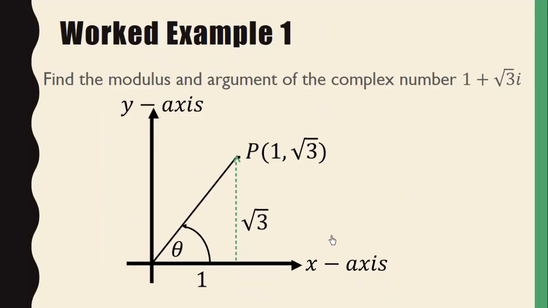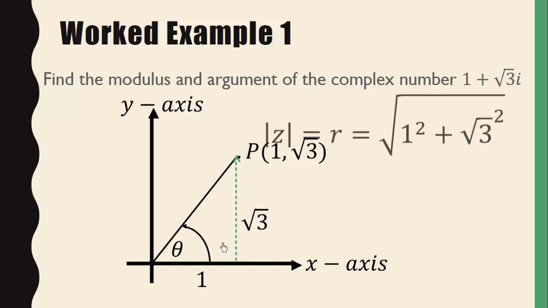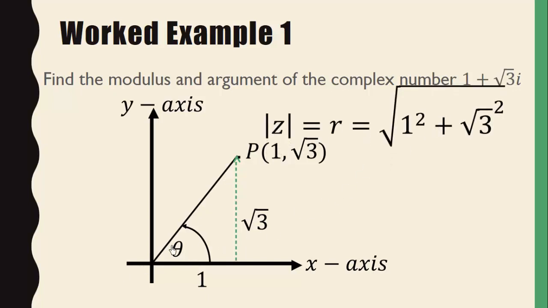Now let's look at some worked examples with complex numbers. Find the modulus and argument of the complex number 1 plus root 3i. To find the modulus, we just use Pythagoras' theorem, that is, the square root of 1 squared plus root 3 squared, and we simplify to get root 4. Root 4 gives us 2, so the modulus is 2 units.